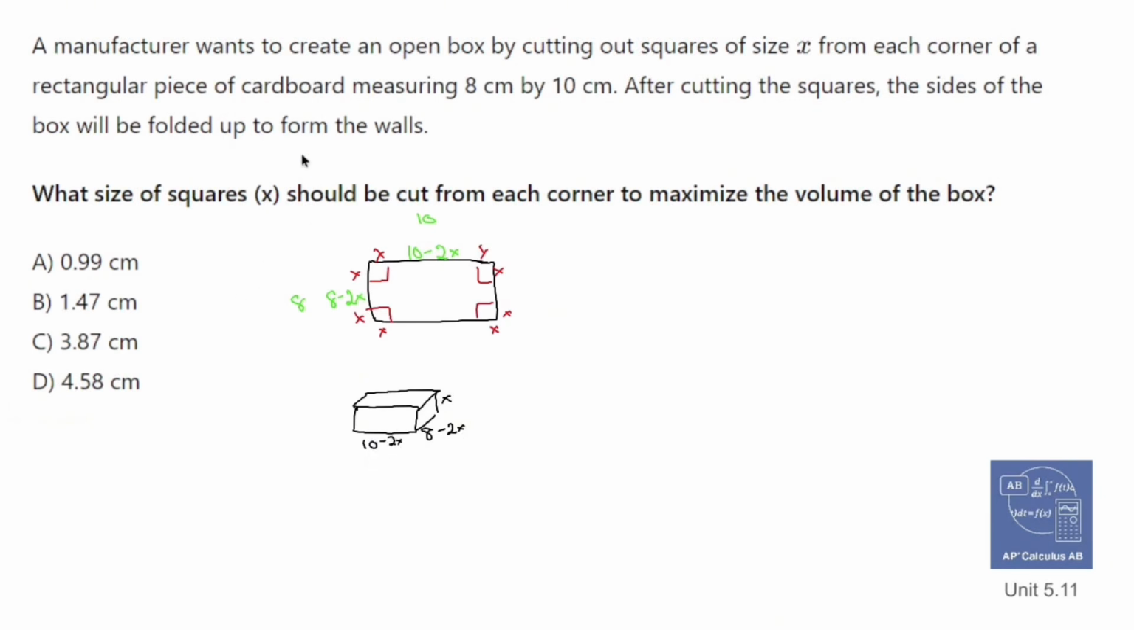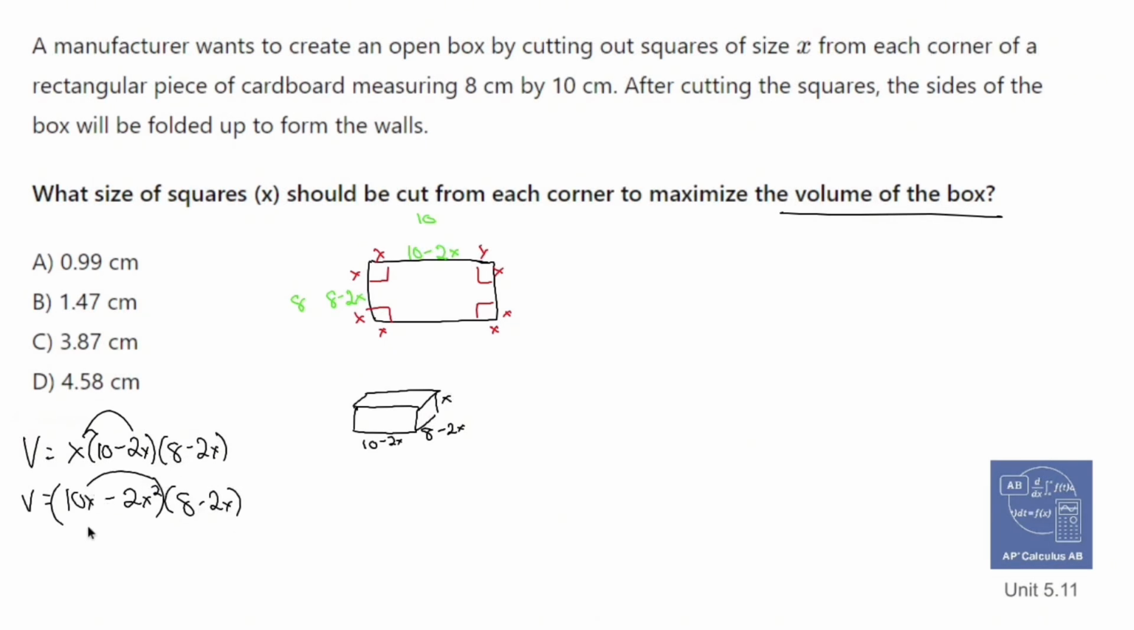So this is where the fun begins. My job, after cutting the squares, the sides of the box will be folded up to form the walls. Yeah, I kind of got that. What size x squares should be cut to maximize the volume of the box? So this is where it gets tricky. The volume of the box is going to be x times 10 minus 2x times 8 minus 2x. Okay, so let's multiply stuff out. The volume is going to be 10x minus 2x squared times 8 minus 2x.